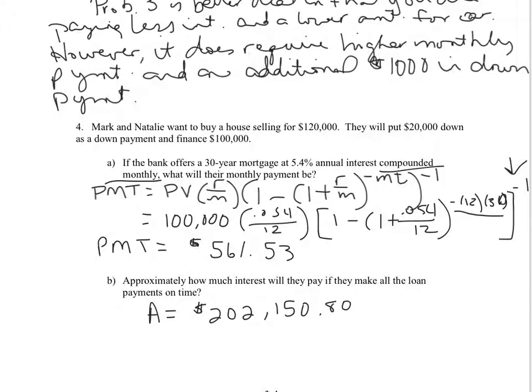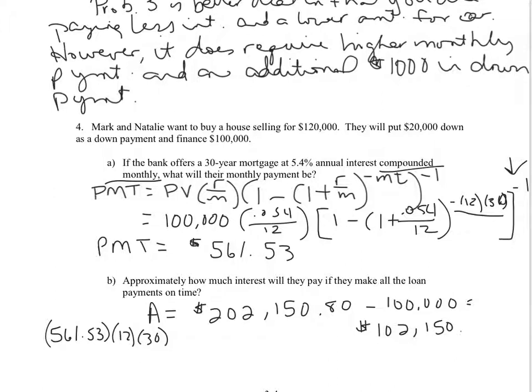$202,150.80 is what I get if I multiply 561.53 times 12 times 30. That's the total amount they have paid. If we then subtract the $100,000, which was the amount they were financing, they have paid $102,150.80 in interest. They have paid more in interest than the amount that they borrowed.